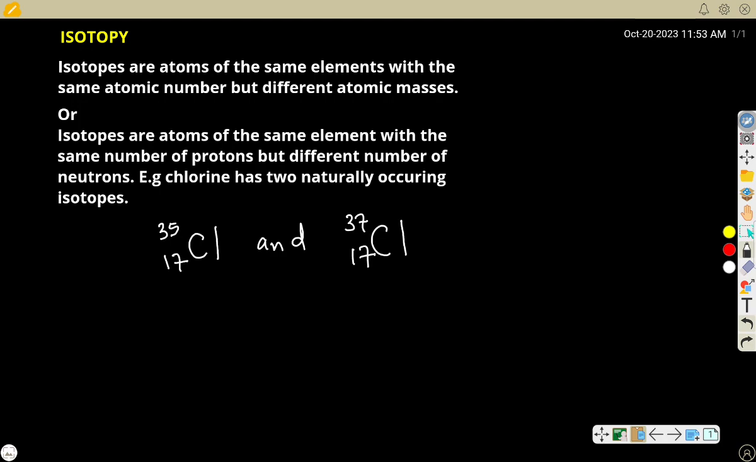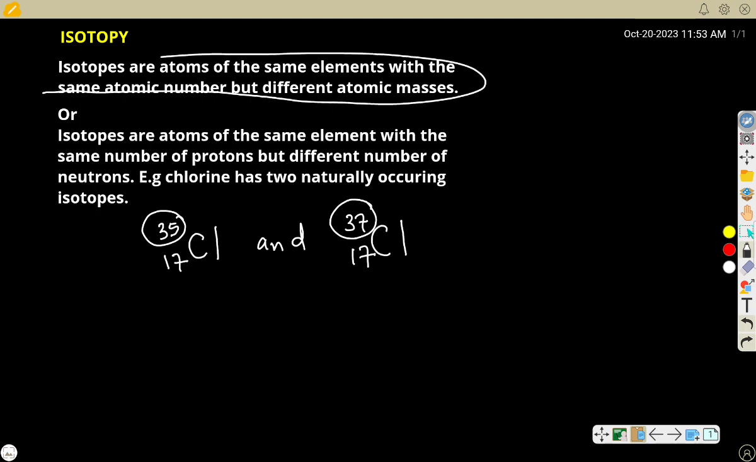So now look at the definition again. Isotopes are atoms of the same element with the same atomic number but different atomic masses. So see the atomic masses here. I have atomic mass 35 and atomic mass 37. So that is for this definition.